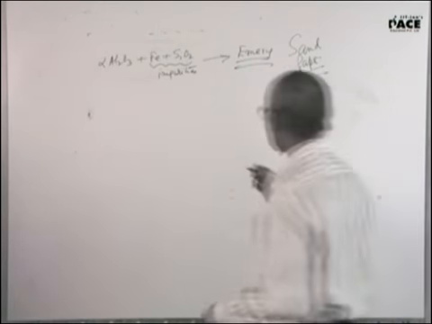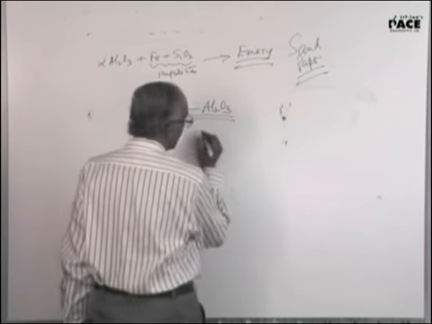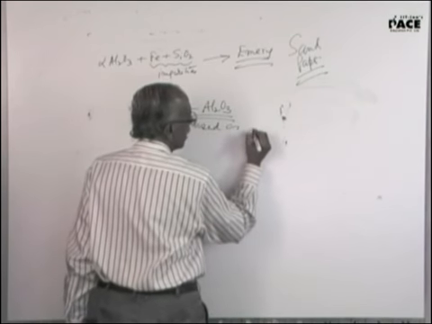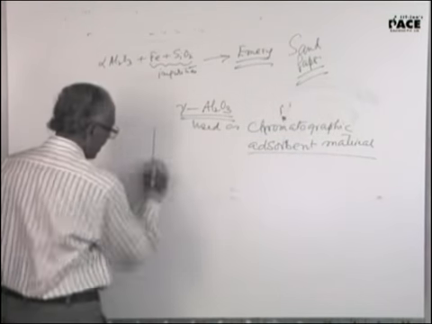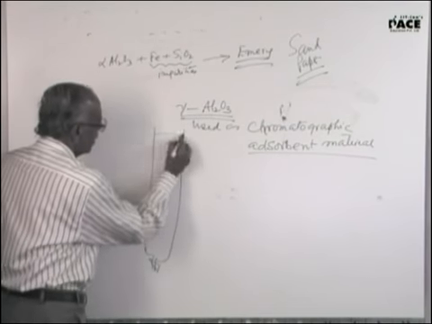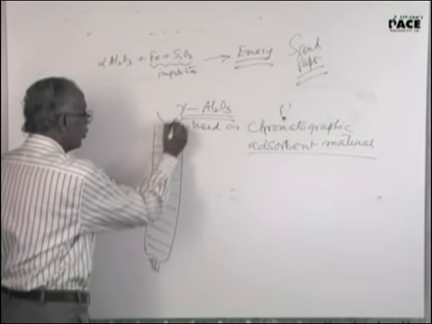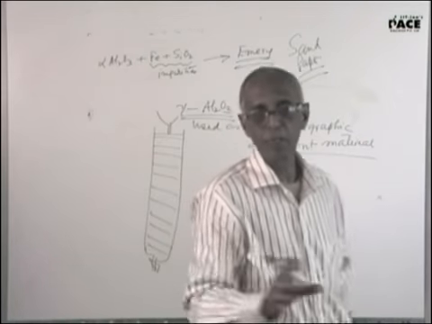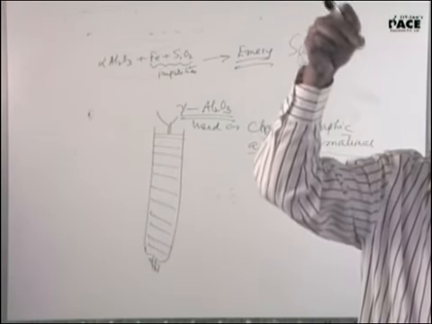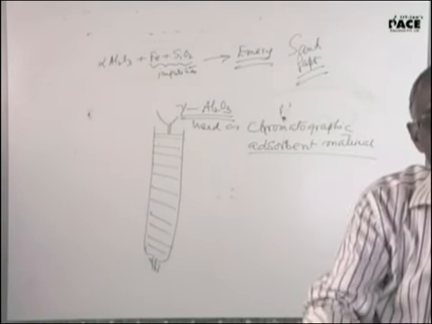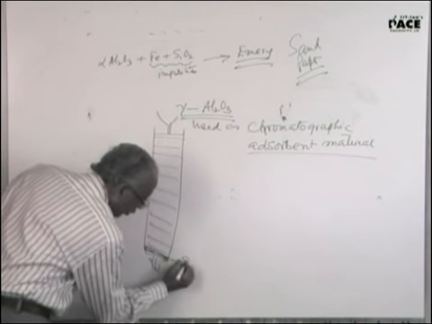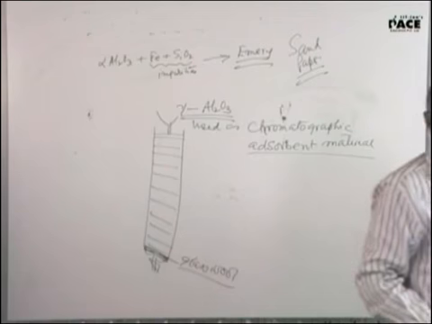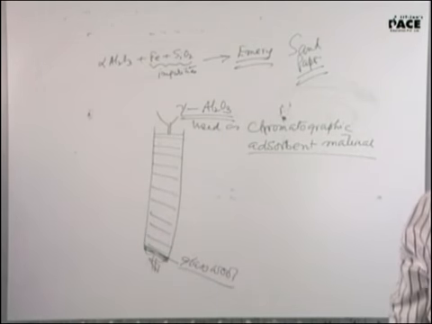Gamma alumina is used as chromatographic adsorbent material. What is meant by chromatographic adsorbent material is that you take a glass tube and fill it with gamma alumina. You make a suspension of gamma alumina in water and put it through the funnel. At the end of the tube you have glass wool, which will allow the water molecules to pass through, and the column will be packed with gamma alumina.